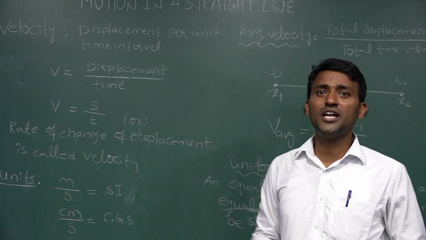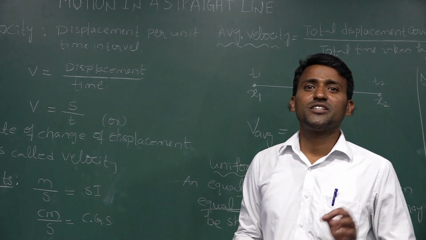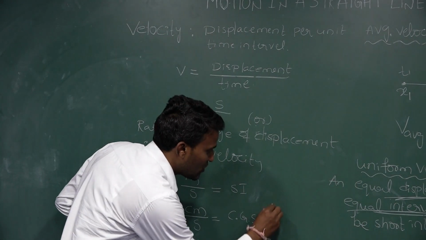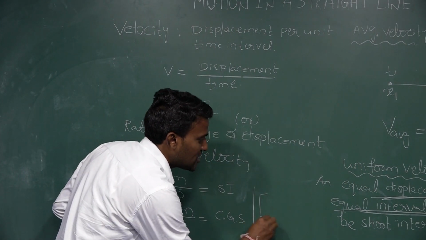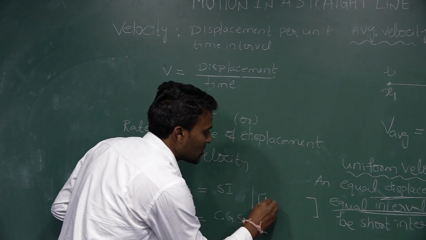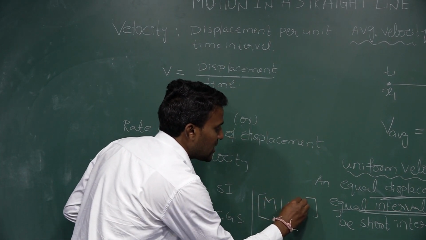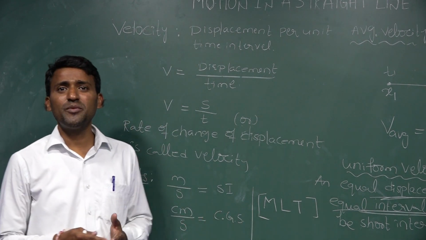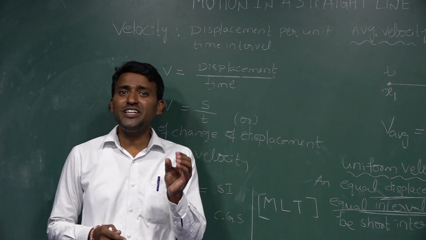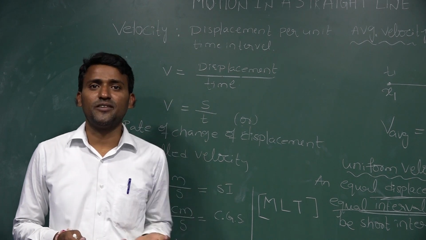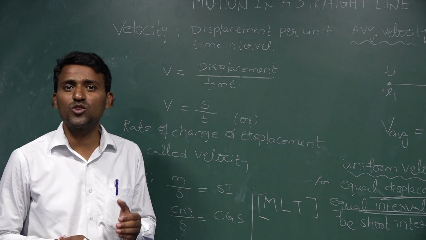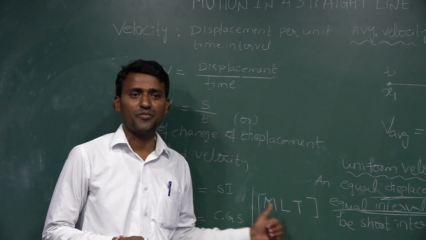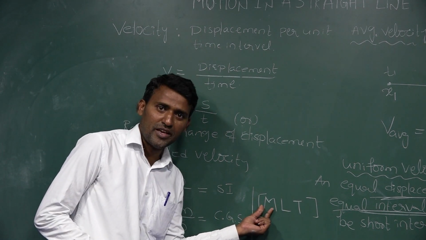And I want to tell you here the dimensional formula. What does dimensional formula mean? We have to write the dimensional formula with M, L, T. Dimensional formula means how many times that quantity is raised. How many times that quantity is raised can be represented by the dimensional formula. See here, M is the mass.